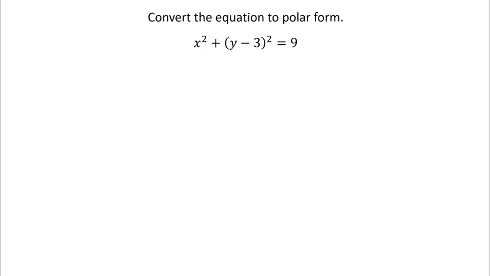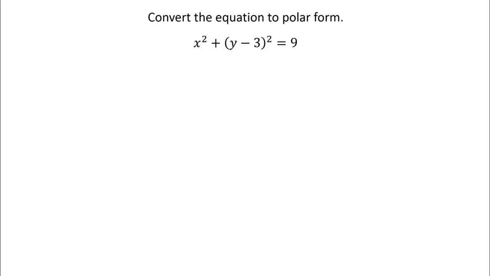All right, here we're asked to convert x squared plus the difference y minus 3 squared equals 9, and we want to convert that into polar form. So again, everywhere I see an x, I'm going to put r cos theta, and everywhere I see a y, I'm going to put r sine theta. But first here, I think I'm going to simplify the left side of this equation by going ahead and squaring the difference y minus 3.